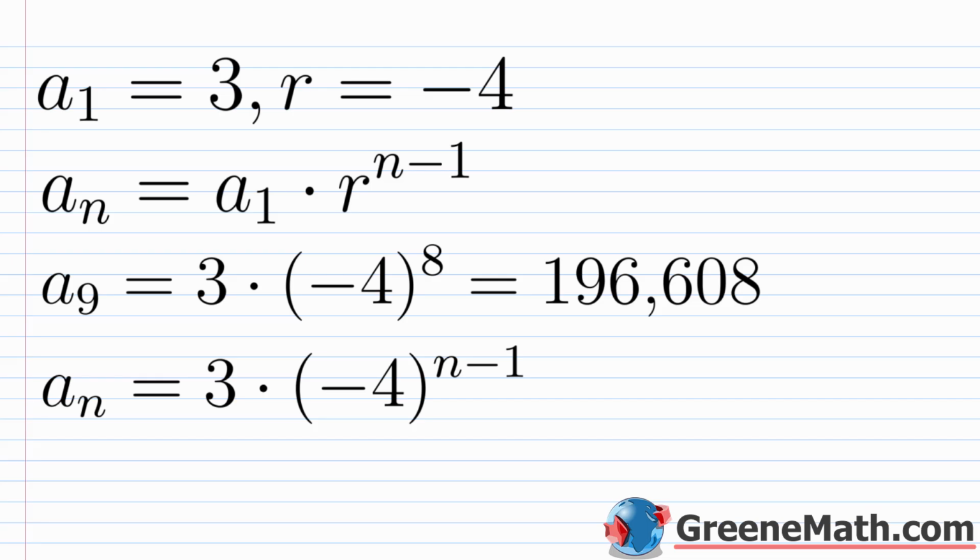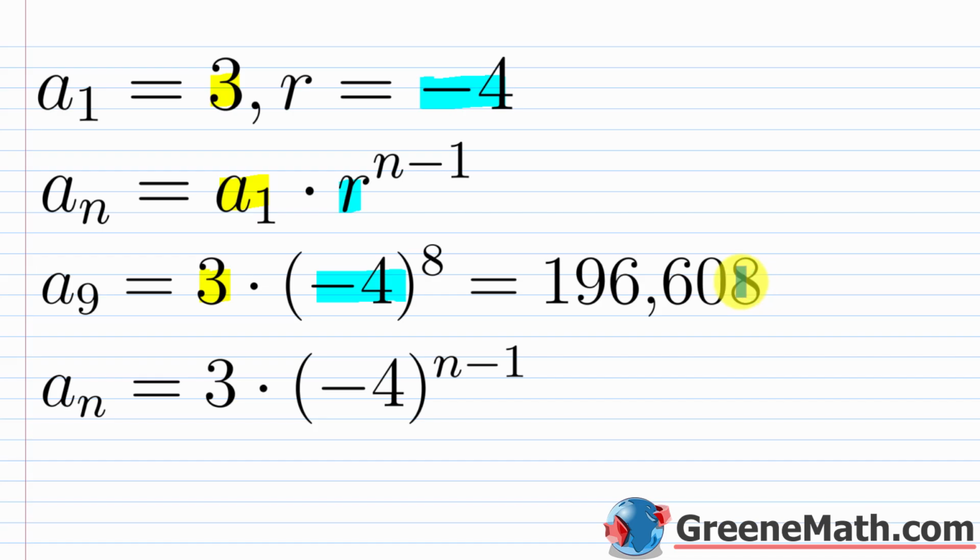So now I have the information I need to plug in. So again, we go back to this formula and you plug in a 3 for a sub 1. So that goes right there. You're going to plug in a negative 4 for r. So that goes right there. And essentially, if you want a sub 9, this just equals 3 times your negative 4, make sure to wrap that in parentheses, raised to the 8th power. And this is an exponent of 8 because this is an index of 9. This is always one less than this. And if you key this into the calculator, you're going to get 196,608.